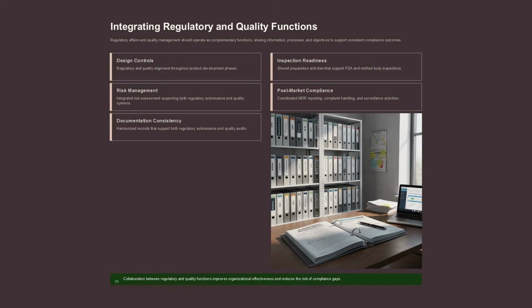Regulatory affairs and quality management should operate as complementary functions, sharing information, processes, and objectives to support consistent compliance outcomes. Collaboration between these functions improves organizational effectiveness and reduces the risk of compliance gaps.